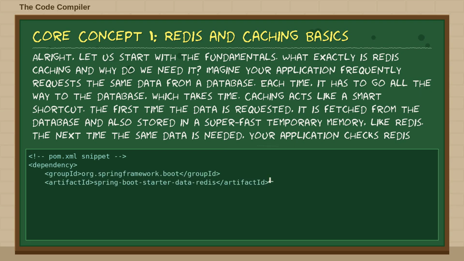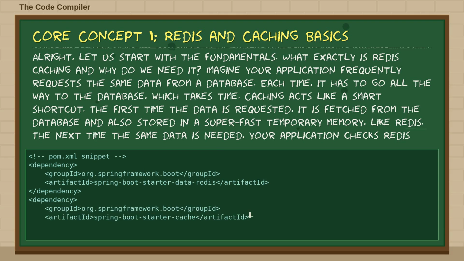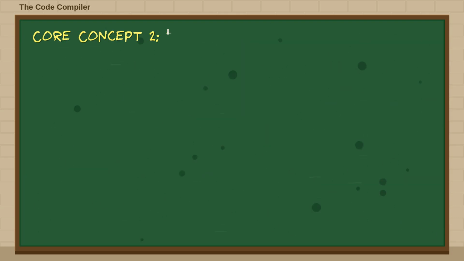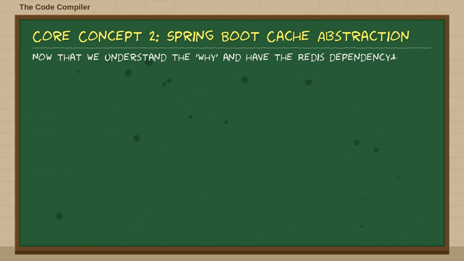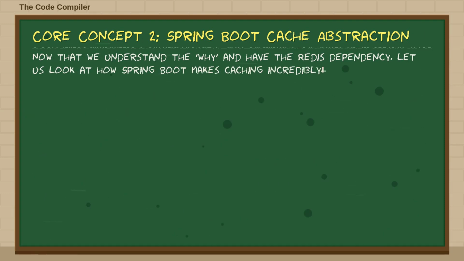To use Redis in Spring Boot, we first need to add its dependency. Here is how your pom.xml should look. Now that we understand the why and have the Redis dependency, let us look at how Spring Boot makes caching incredibly easy with its cache abstraction.